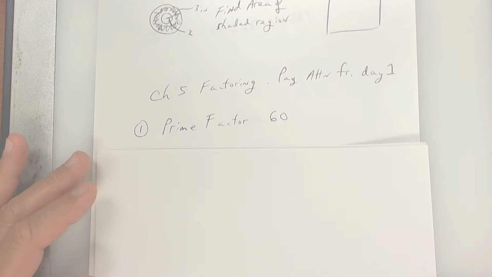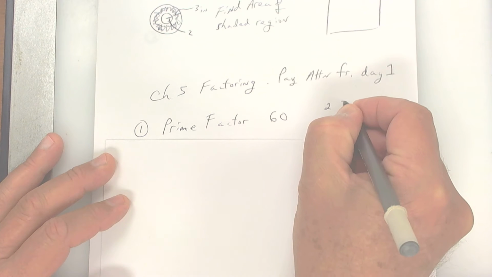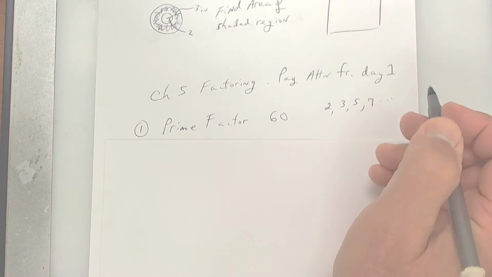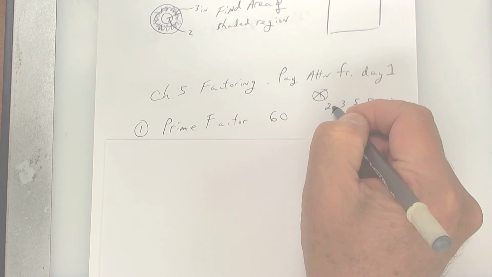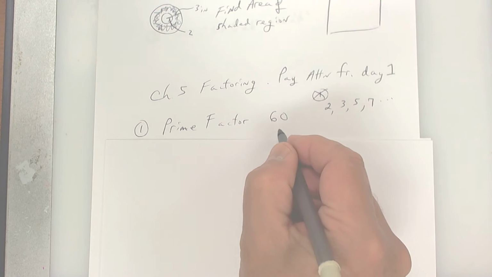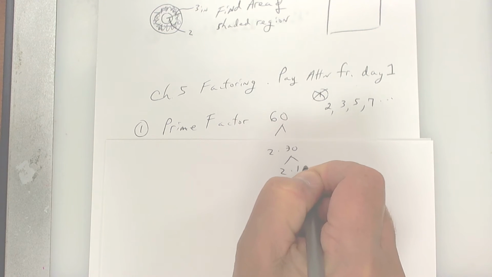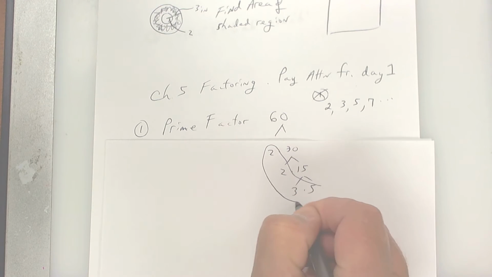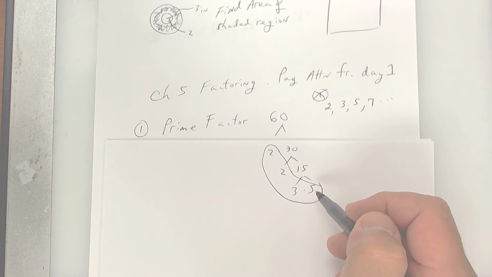Let's take a look here. Prime factorization. I want you to factor with 2s, 3s, 5s, 7s, etc. Not 1. Don't use 1. And make sure they're prime numbers. So we're going to go 2, 2 times 30, 2 times 15, and then 3 times 5. So your answer is going to be right here. That's called prime factorization. Okay?